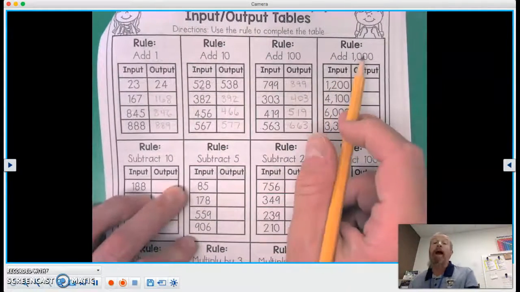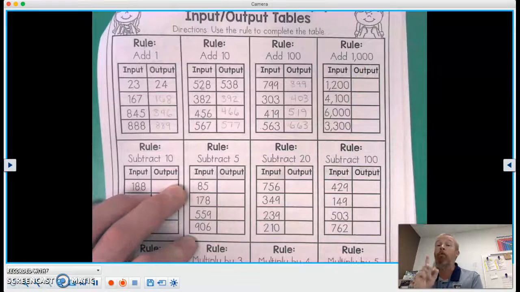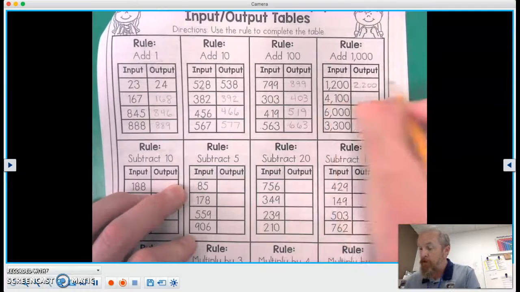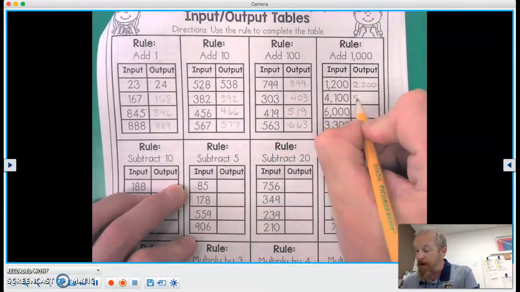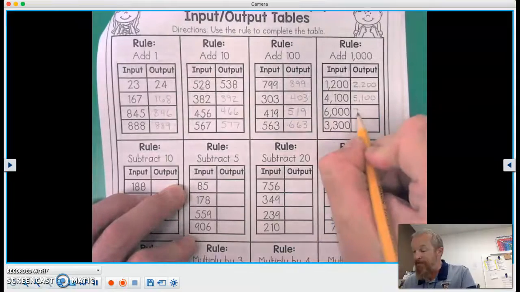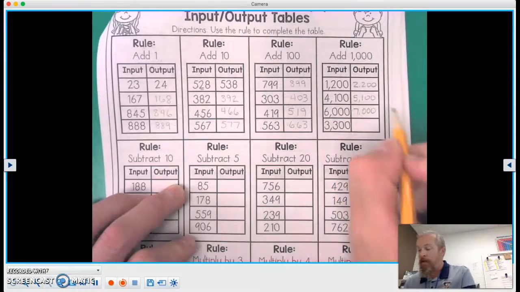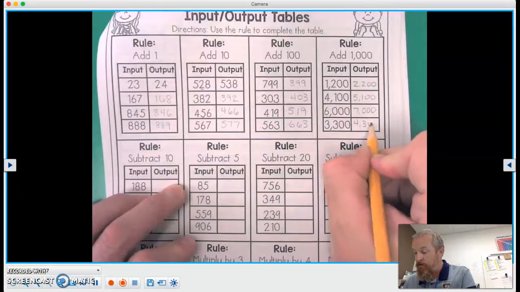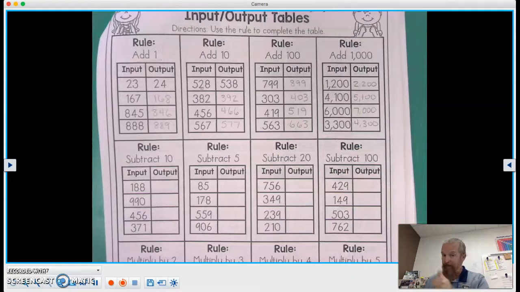Now we're going to add 1,000. Again, we're only adding 1 to the thousands column. So 1 plus 1 is 2,200. 4 plus 1 is 5,100. 6 plus 1 is 7,000. And 3 plus 1 is 4,300. All right, now we're going to go down 1.